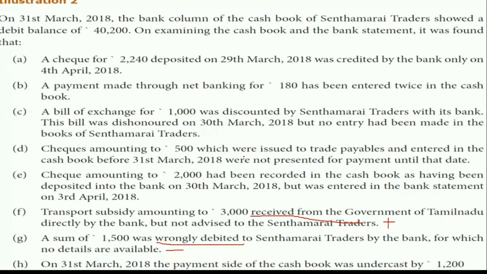And next, the last one: on 31st March, the payment side of the cash book was undercast. Undercast is nothing but a rectification. It is a lesser amount. They have to make the payment of 1,200, but they have made a payment of a lesser amount. So to rectify that, again they have to make the payment. Whatever the amount difference, they have to make the payment of 1,200.